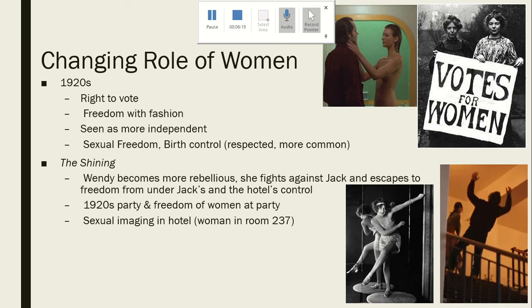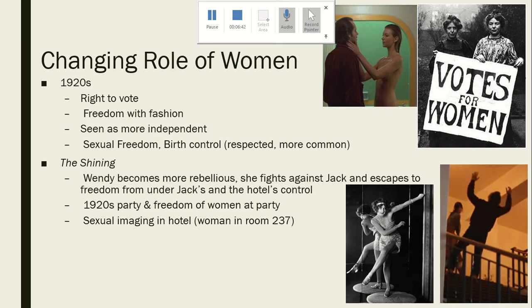Women also gained more sexual freedom. Birth control became more common, and it was more well respected. And now, with the popular use of birth control, women could choose when to have kids and how many they wanted, and they weren't really controlled by their husbands or men anymore. They could really have a say in how they wanted their families to be and over their sexual preferences.